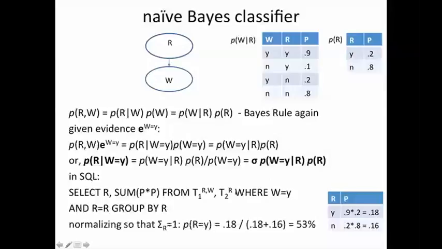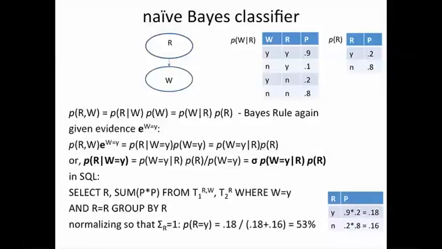Now we need to normalize so that the total probability of R is 1. So the sum has to be 1. So essentially we're taking the probability of R being yes as 0.18 divided by the sum of these two values, which we get as 0.18 divided by the sum, and you get 53% or 0.53. This is the chance, or our belief, that it's raining once we see the grass is wet.